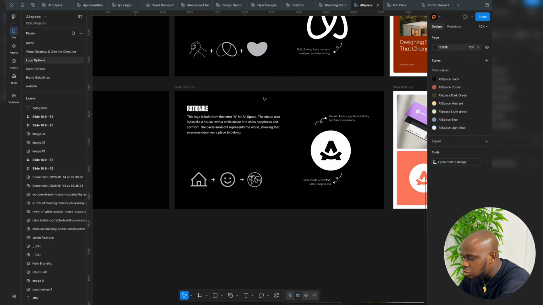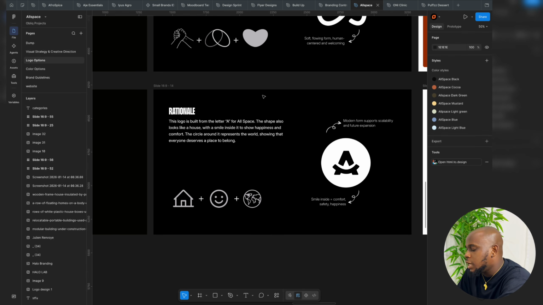So the second logo was basically communicating the idea of a house, the smile that they put on. So the emphasis was the smile that they put on people's faces. That's why there's this smile coming under the A, and there's a circle around it. And this was the logo that they went with.